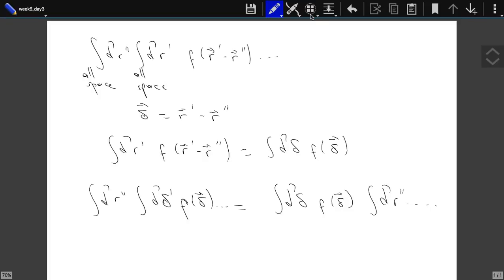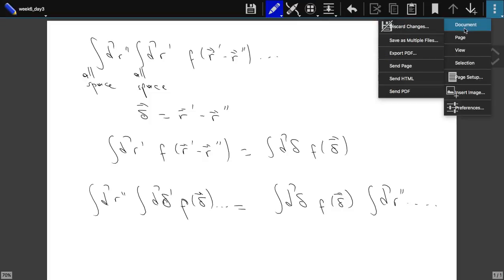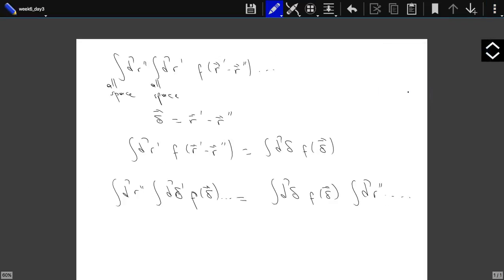It feels like cheating. How do you justify this? Well, you see, the problem is in here, the integrand seems to be a function of r double prime, but actually it is not. So that's how we can justify it.